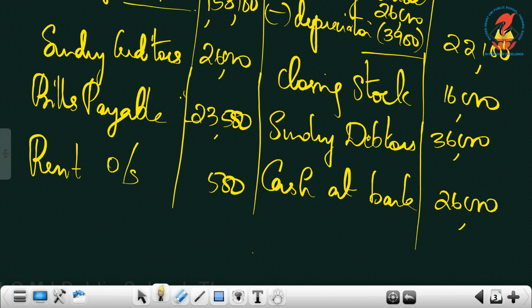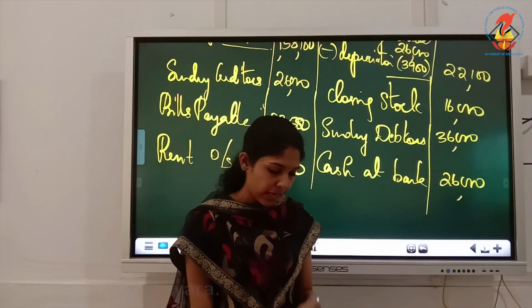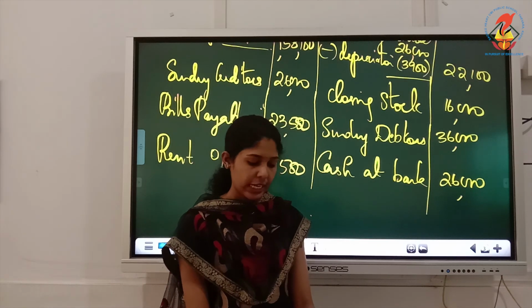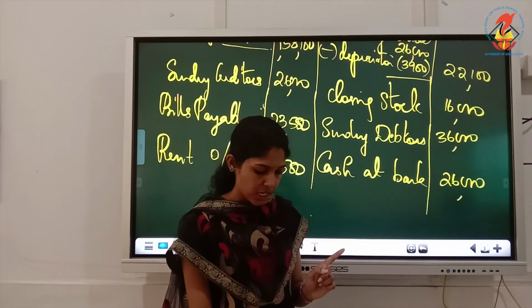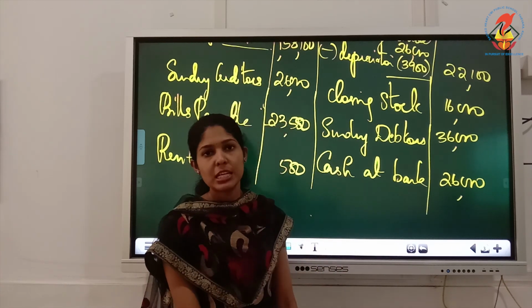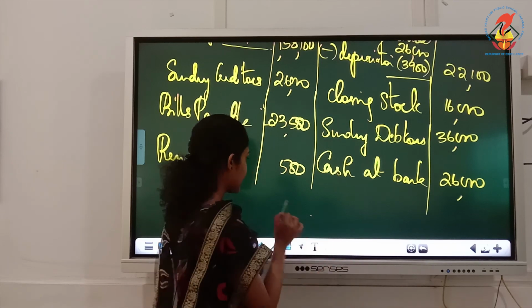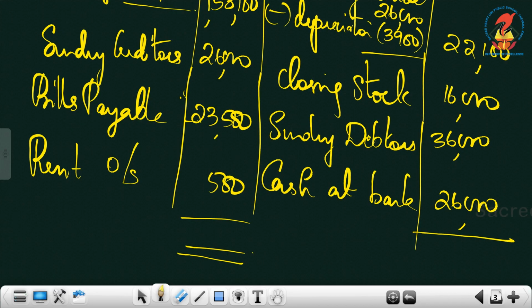Yes. So now we have recorded all items in the trial balance. Go through adjustments once again. Closing stock we recorded. Depreciation we recorded. Okay. Unpaid rent also we recorded. So now the balance sheet is over. This must tally. That means both sides must be same. 2,08,100. See whether you are getting the same figure on both sides.